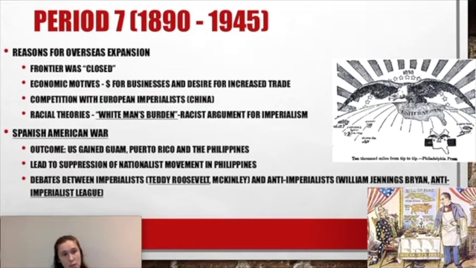Spanish-American War. This is going to be U.S. versus Spain. U.S. wins. As an outcome, the United States is going to gain Guam, Puerto Rico, and the Philippines, which will eventually lead to the suppression of people within the Philippines fighting for their independence, which is not always popular history. This is a time period in American history in which the United States was actually fighting to stop and try to suppress individuals seeking their own independence and self-rule status.